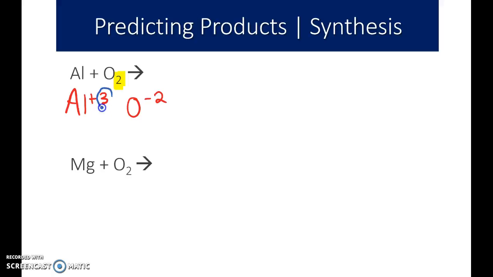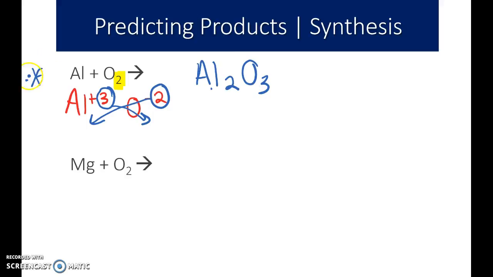So we're going to take our two charges here, crisscross them, and we get Al2O3 as our product. A note here: none of these reactions are balanced. That's a different video in which I show you how to balance.